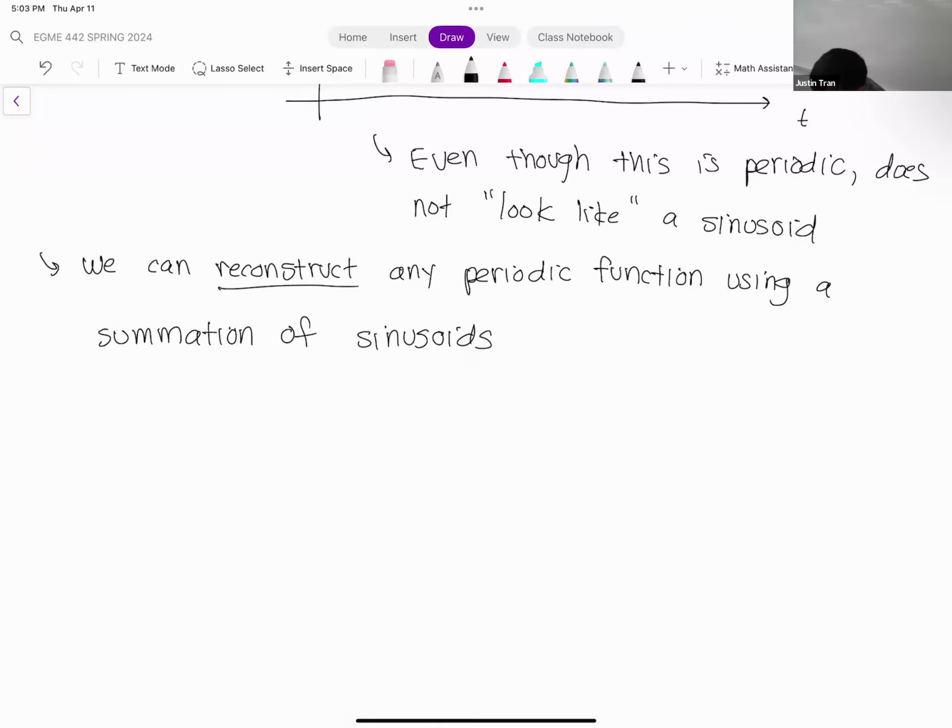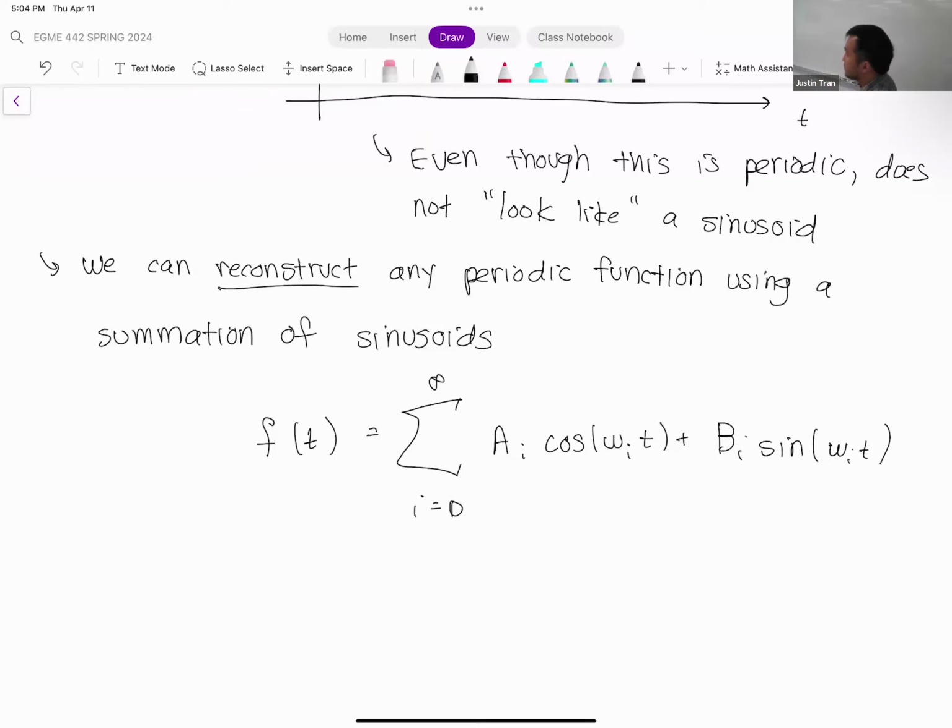Basically, it's saying that you can take any periodic function, where f of t is a periodic function, and take the infinite summation for i equal to 0 to infinity of a_i times cosine omega_i t plus b_i sine omega_i t.